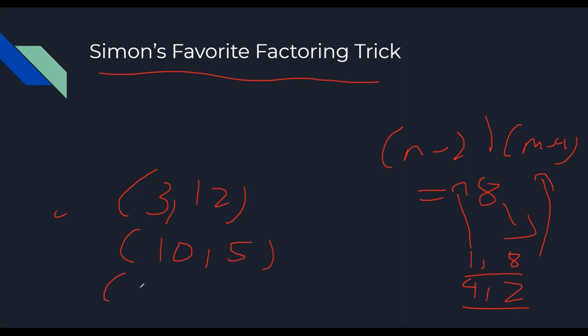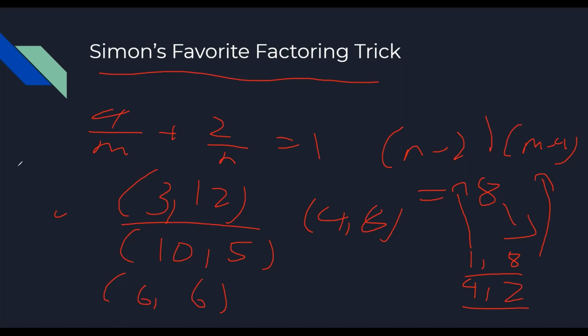10, 5, 6, 6, and 4, 8. If we look back on this one, the original equation, this does not work. This does work. Never mind, this does work. This is 4, 8. This does work. So it's good to check up on your original equation in case it doesn't work. In this case, it did work. Don't know if it would ever not work, but it's good to check.